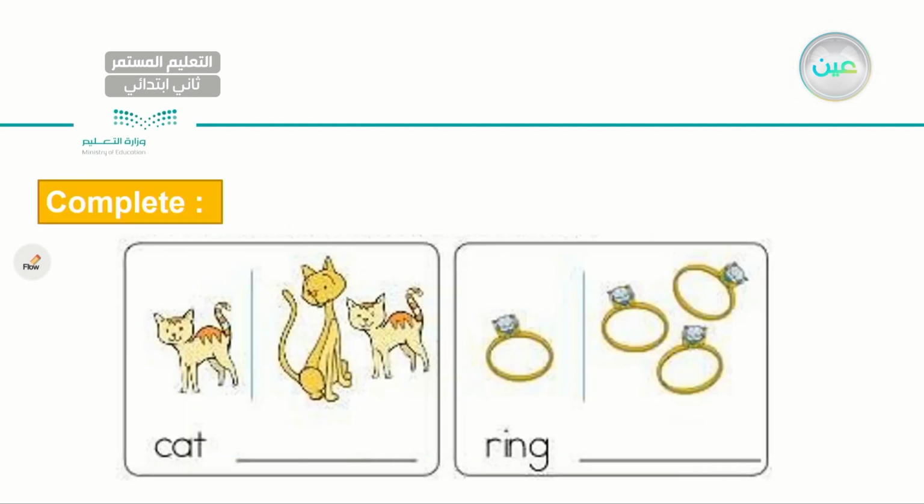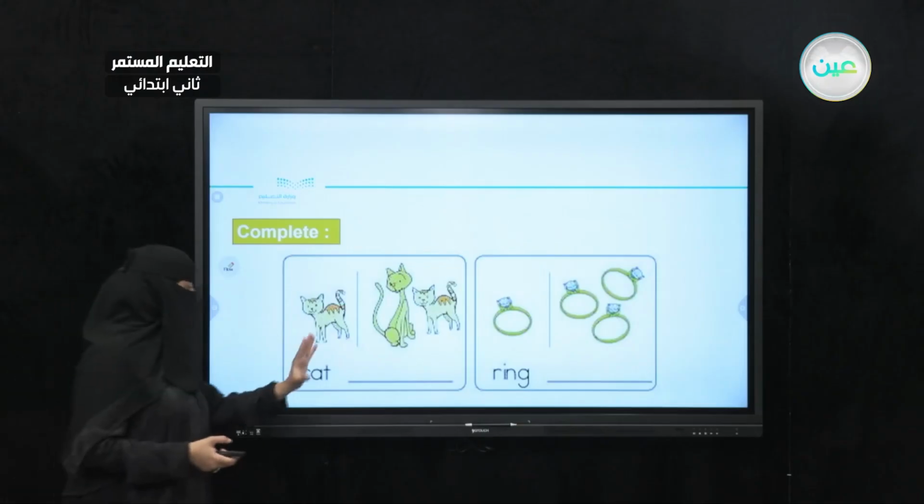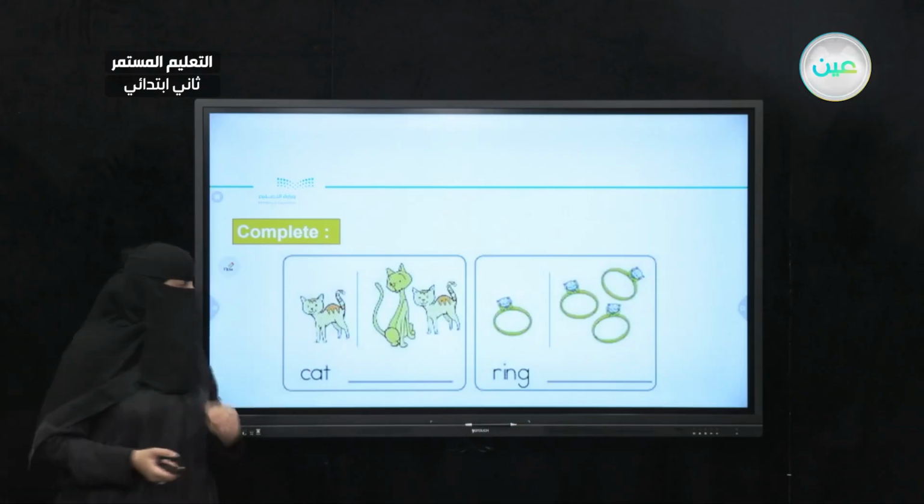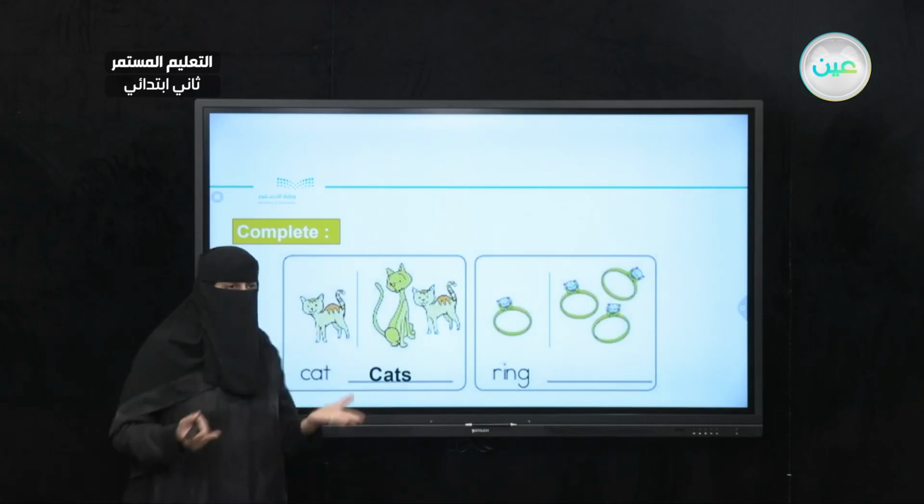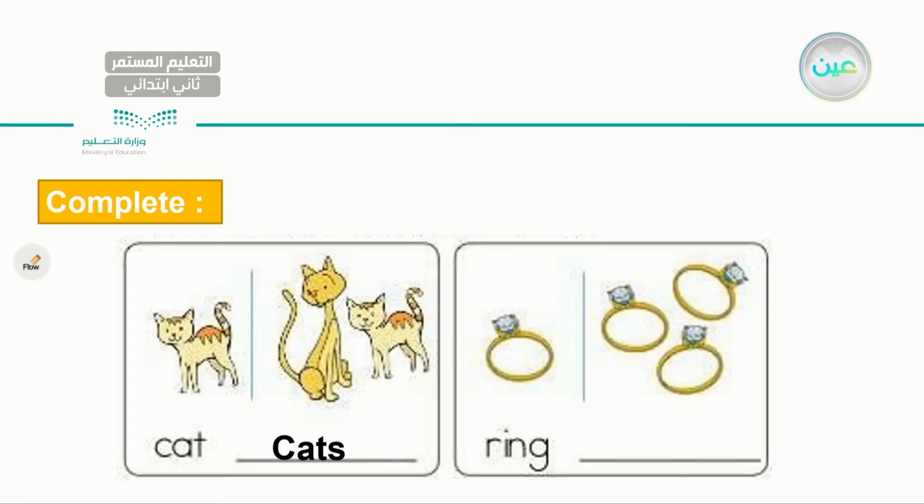Now, let's have some exercise. As you can see, I have two animals here. I have a cat and I have cats. Two cats. 1, 2, plural. I have a ring, just one. And I have 3 rings. Very good.